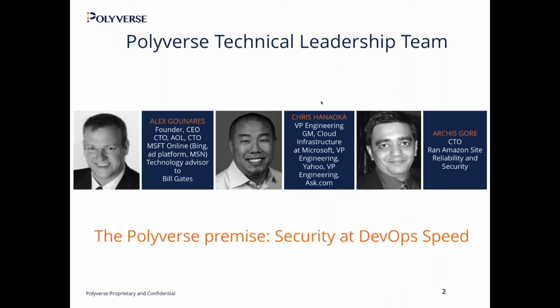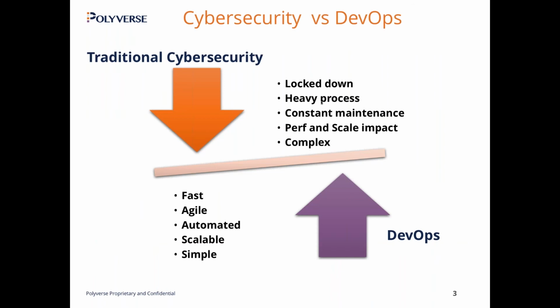To jump in a little bit about who I am, and if you don't know me, and who the Polyverse team are. For myself, prior to doing Polyverse, I was the CTO for AOL and the CTO for Microsoft Online. And I'm probably best known for being the technical advisor to Bill Gates for many years. The founding team here, our CTO, Archie Score, used to run the site security and reliability team for Amazon.com. And our head of engineering, Chris Hanaoka, ran the infrastructure for Azure and was responsible for over 1 million servers. I bring this up because we have a team here that is very familiar and very empathetic to the challenges that many of you on the call face in running modern systems.